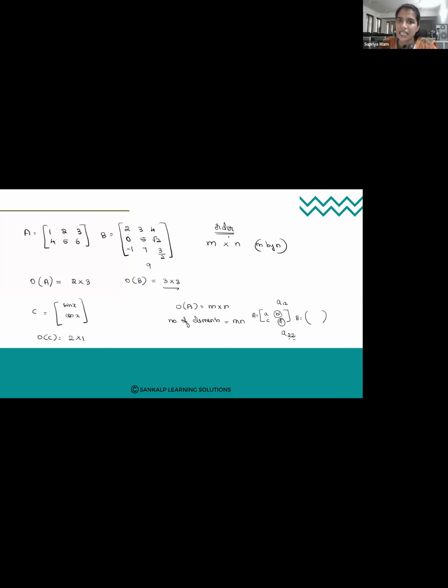Order of a matrix is the number of rows by number of columns. If I consider a matrix with m rows, n columns, we say that the order of the matrix is m by n. If I consider this particular example, 2 rows, 3 columns, so order of the matrix is 2 by 3. Whenever a matrix has m rows and n columns, or order of the matrix m by n, then the number of elements is m into n.